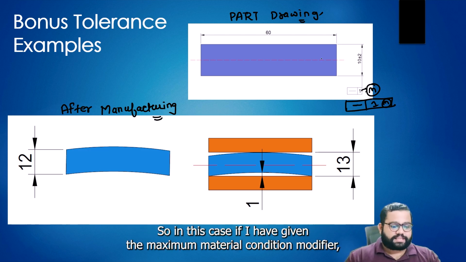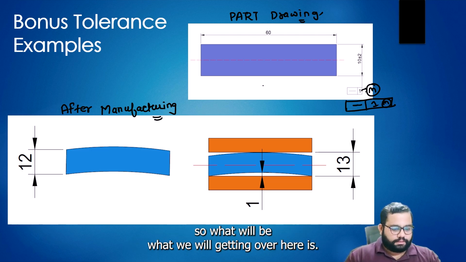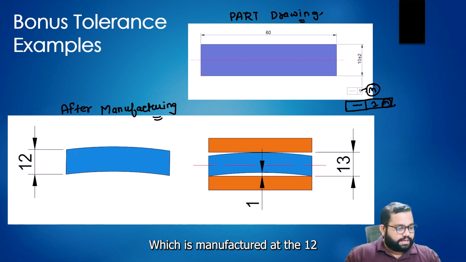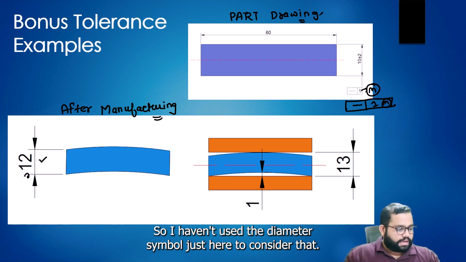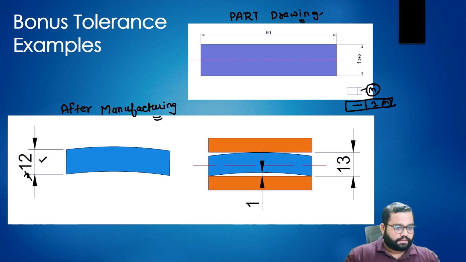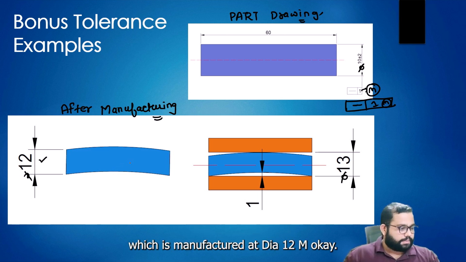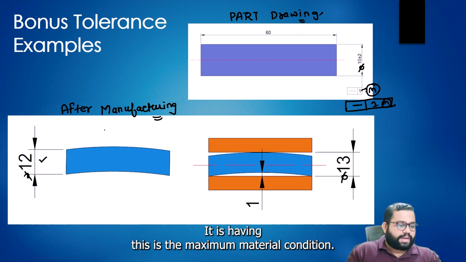So in this case, if I have given the maximum material condition modifier, after manufacturing we can end up with a part like this, which is manufactured at diameter 12. I haven't used the diameter symbol here, but you have to consider that in this case also it is a diameter. So after manufacturing we can end up with a part which is manufactured at diameter 12 mm. This is the maximum material condition.